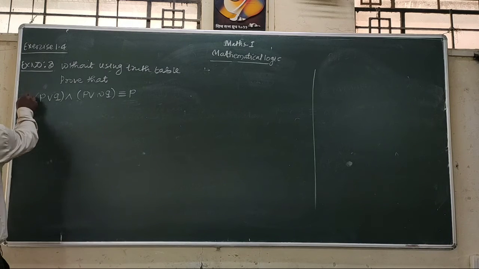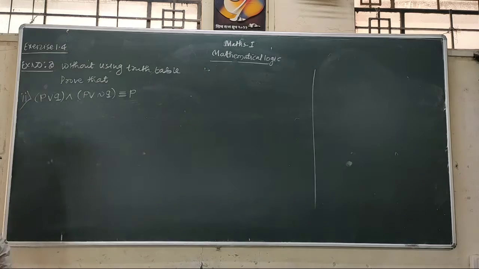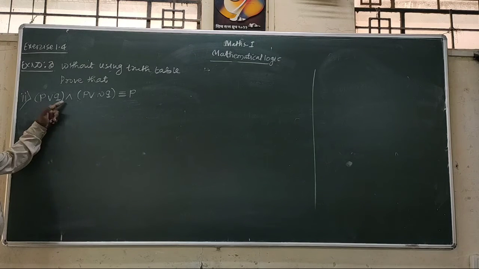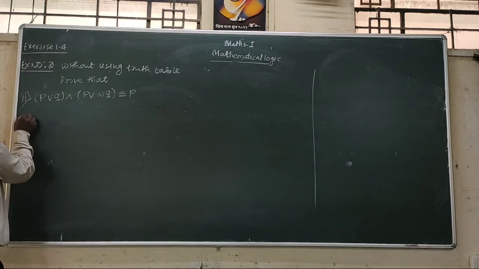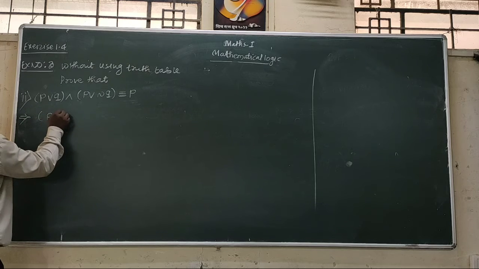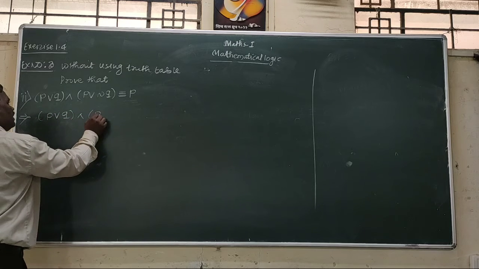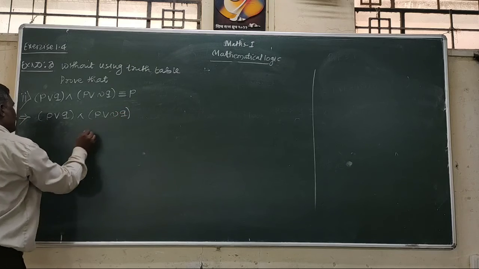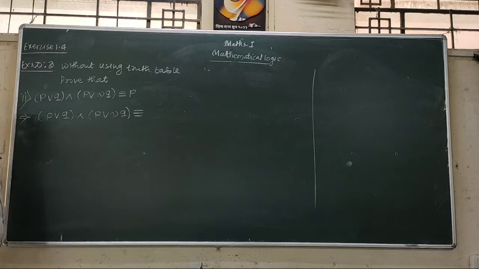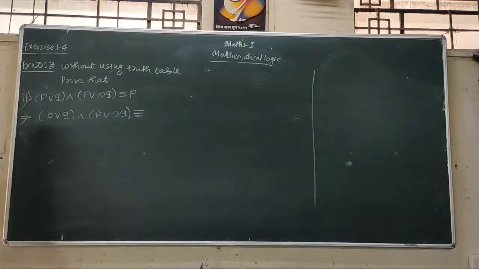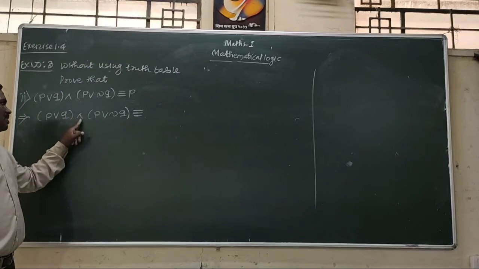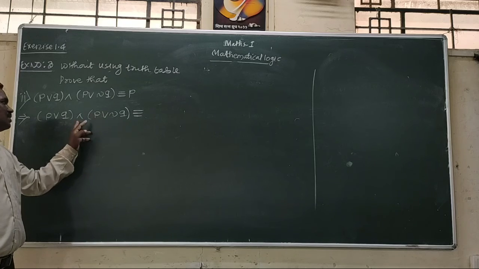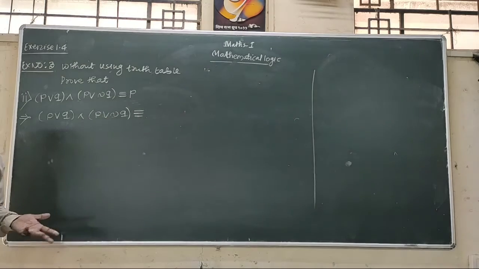Second example, that is the example number second. In bracket P disjunction Q conjunction in another bracket P disjunction negation of the Q is equivalent to P. Therefore solution is P disjunction Q conjunction P disjunction negation of the Q, we have to prove that is the P. आता P आपल्याला प्रूव्ह करायचा आहे म्हणजे सगळ्या टर्म्स काय झाल्या पाहिजे Q हा disjunction negation of the Q सर्व काय झाले पाहिजे इलिमिनेट झाले पाहिजे.